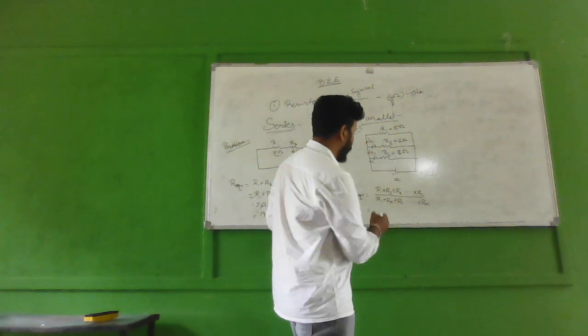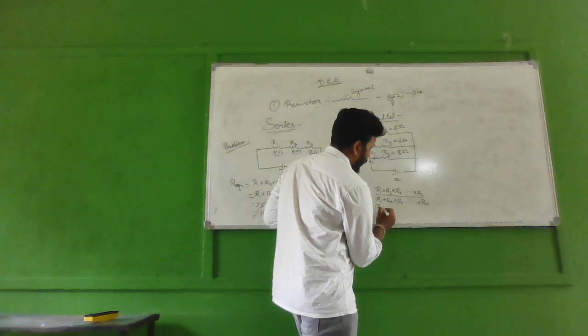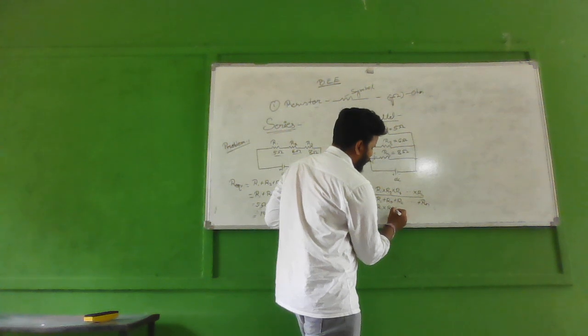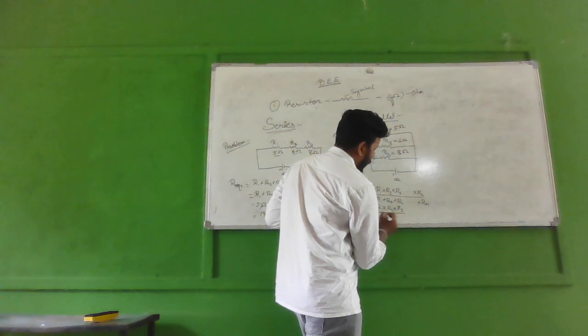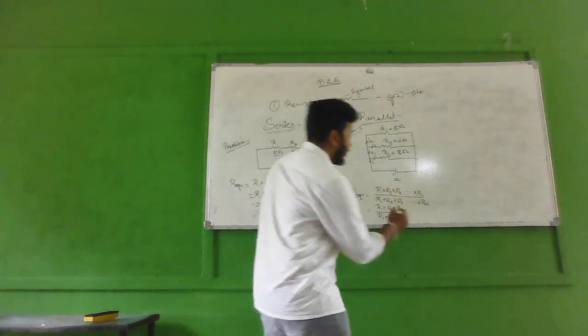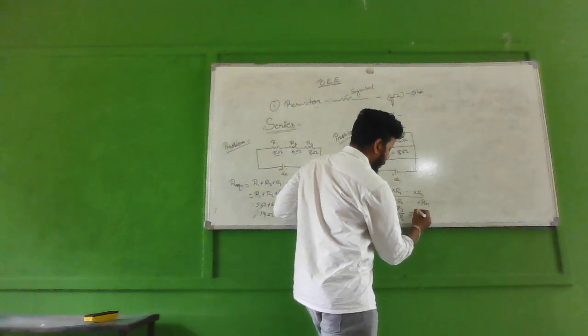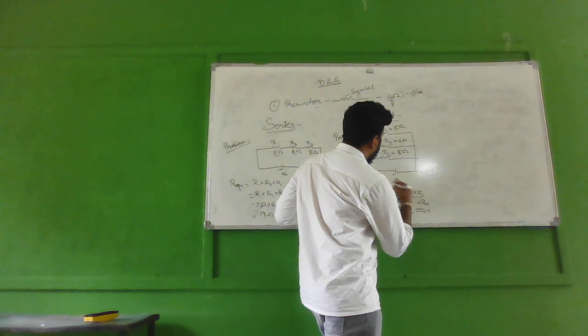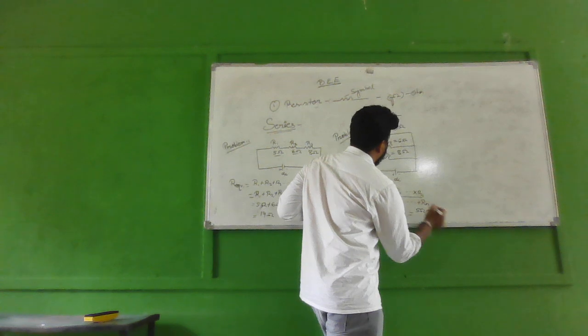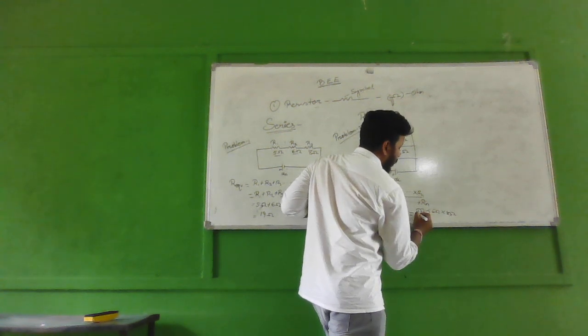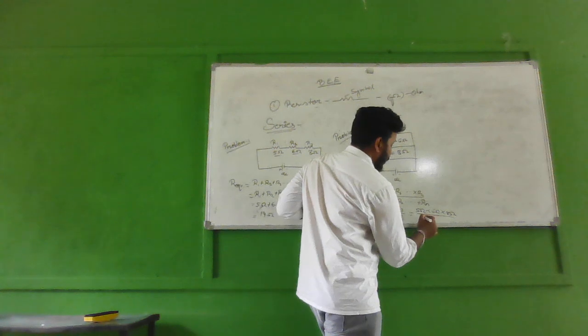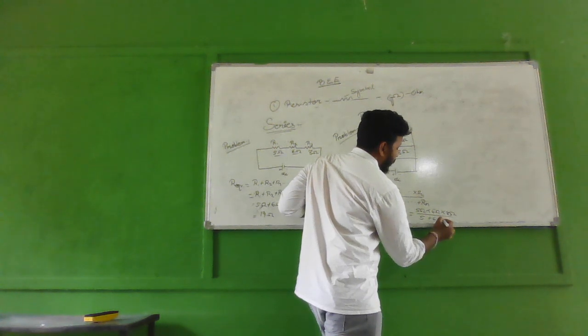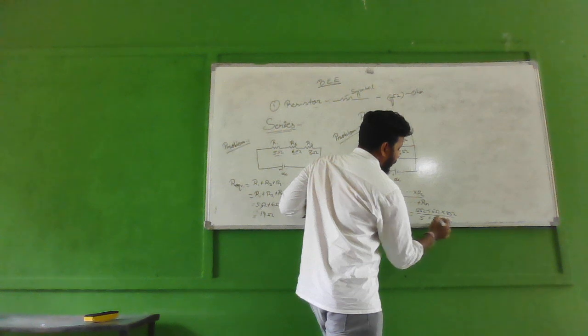We have three resistors. So we multiply R1 into R2 into R3, divided by R1 plus R2 plus R3. So from this, what did we get? The value of R1 is 5 ohm, the value of R2 is 6 ohm, the value of R3 is 8 ohm, divided by 5 plus 6 plus 8 ohm.